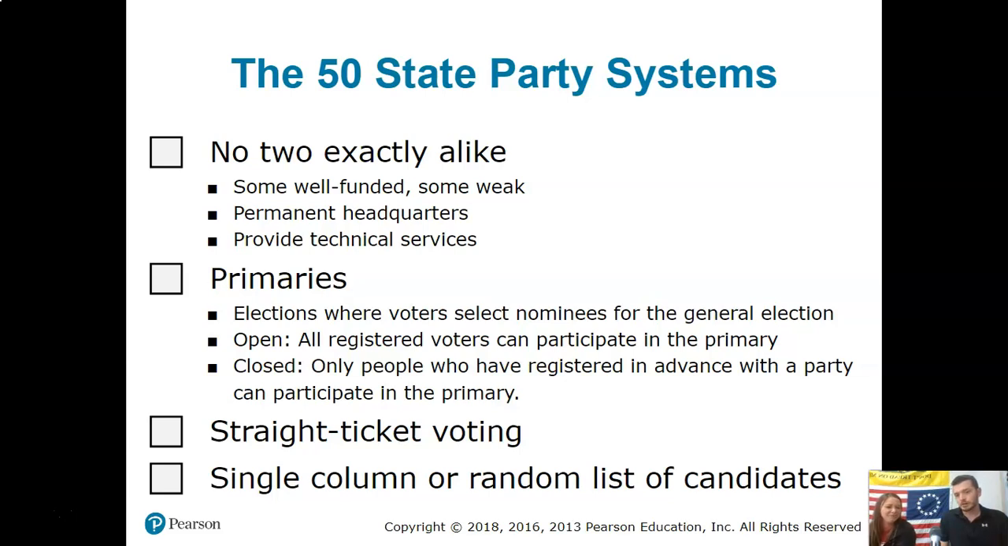Single column or random list of candidates. I think that has to do with the way the ballot is organized. So they could do a single column, which would be more like checking this X and it's all Democrat. Yeah, that's what I would think that means. And then the random list would still be there anyway. We can show you what an actual ballot looks like, or you can Google it. It's not that hard.